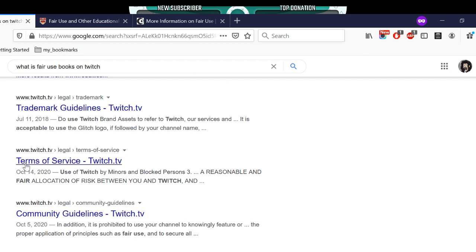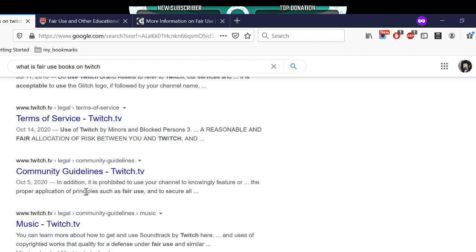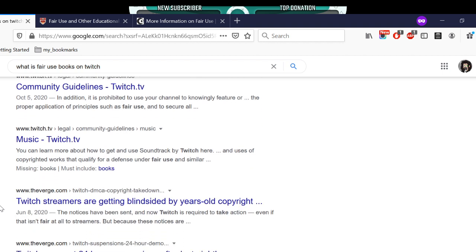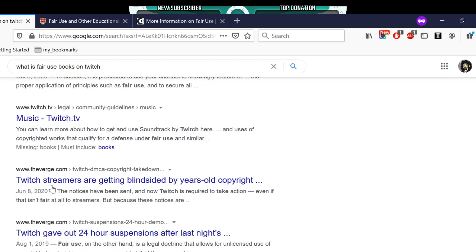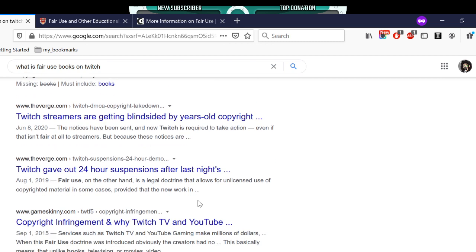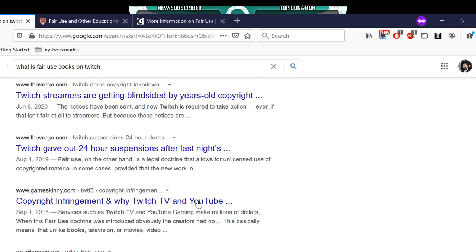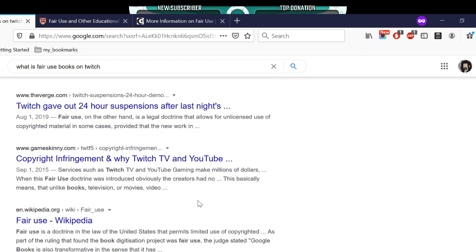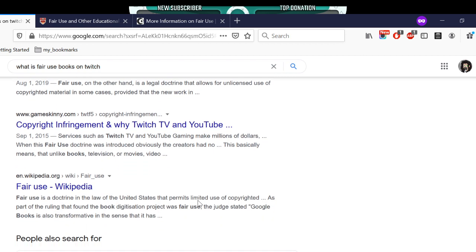Terms of service. That might be good to review, actually. Community guidelines. The proper application of principles such as fair use. Okay. TheVerge.com says Twitch streamers are getting blindsided by years-old copyright something. Oh, that's encouraging. These are news stories about infringement.